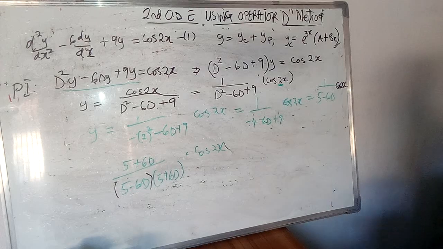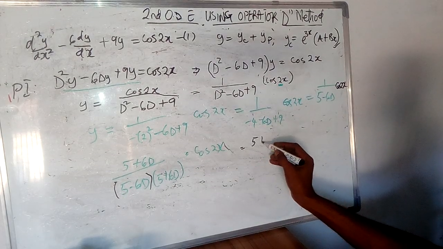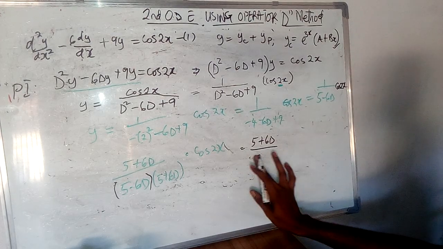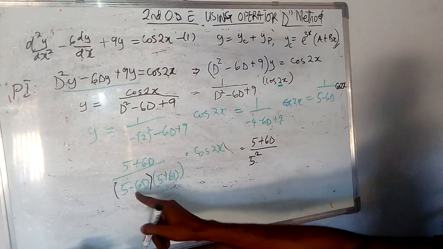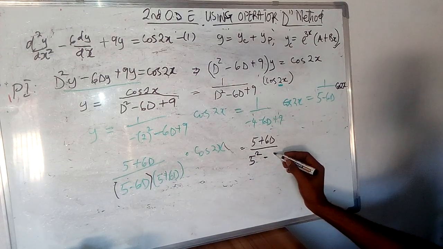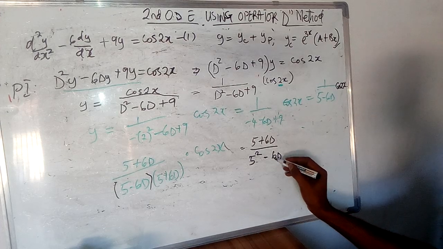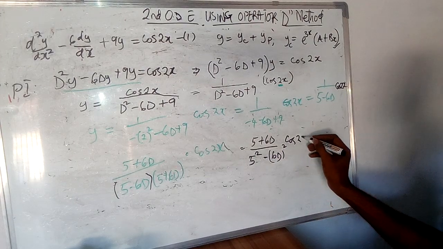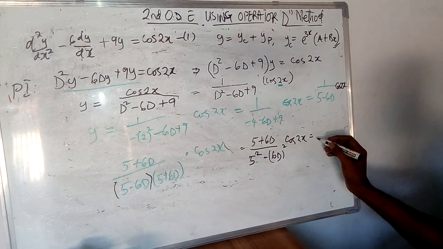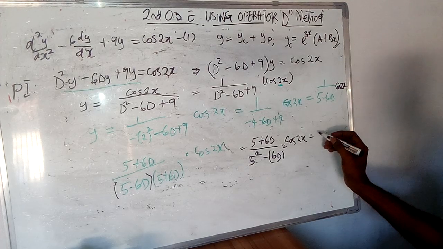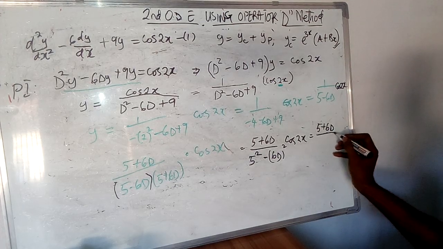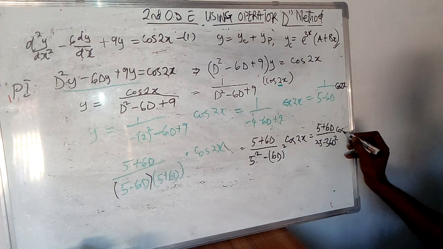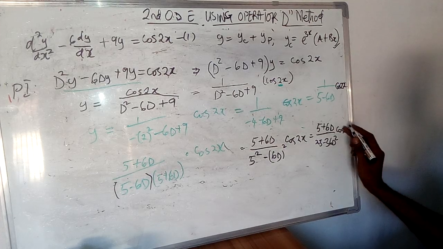So this will give us 5 plus 6D all over 25. Okay, let's just make it different so that we understand what we're doing. 5 squared minus 6D squared cos 2x. This will be 5 plus 6D all over 25 minus 36D squared cos 2x. Okay?